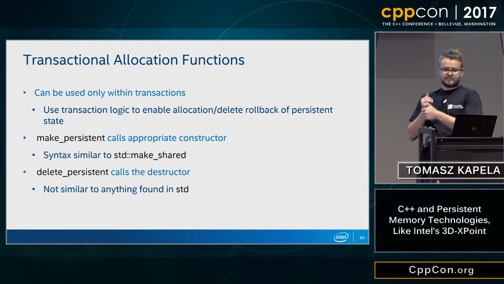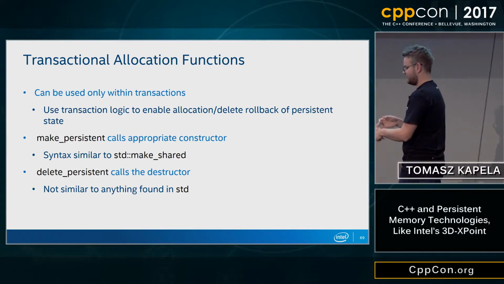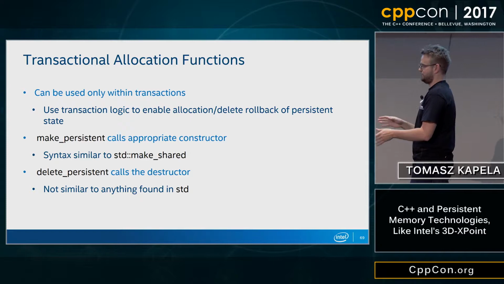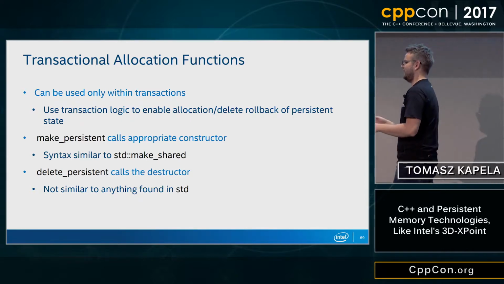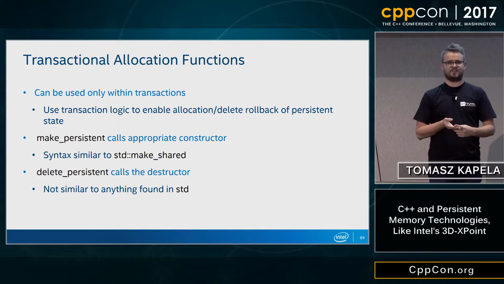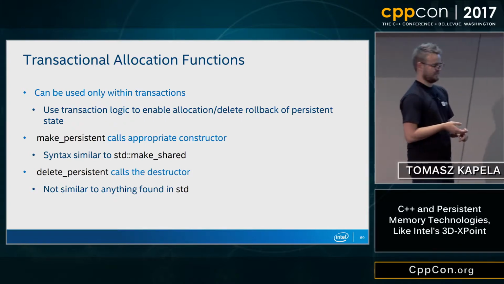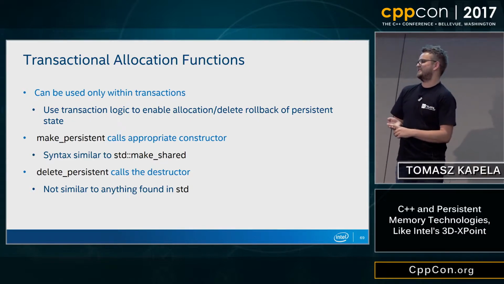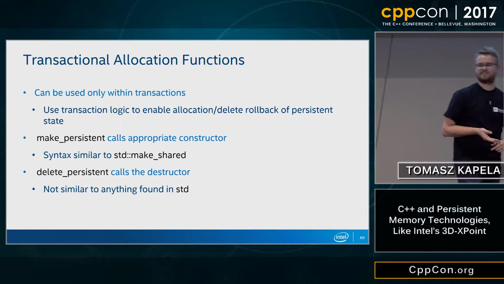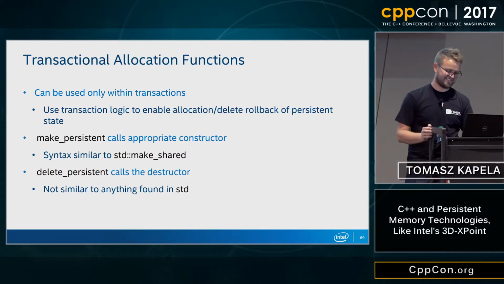The allocation functions are transactional. Make persistent looks exactly like make shared. It does a little bit differently, but the delete persistent call that we have is actually not something I'm fond of, and it doesn't have a counterpart in the standard library, right? You don't have a delete shared. It would be nasty. Okay.